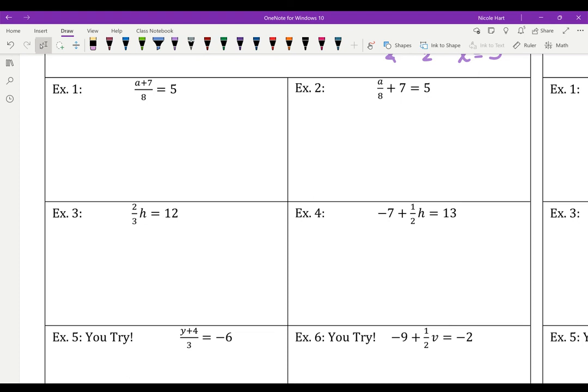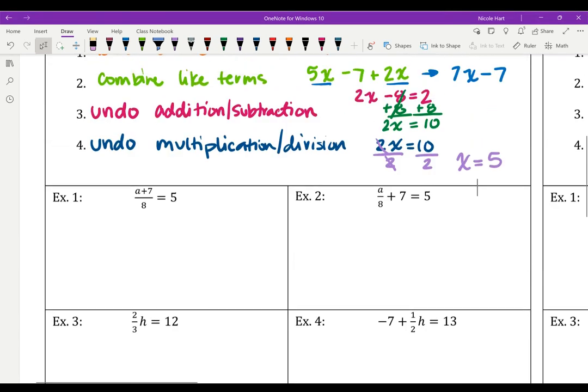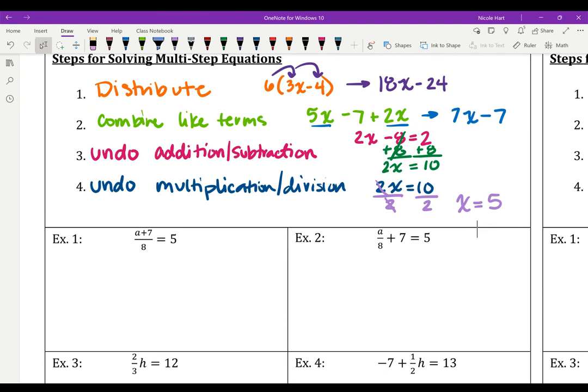So I'm going to go through the checklist. I don't have any distribution to happen. I don't have parentheses. I don't have any like terms to combine right now. I have nothing to easily add or subtract with each other. I need to undo addition and subtraction, and I need to undo multiplication and division.